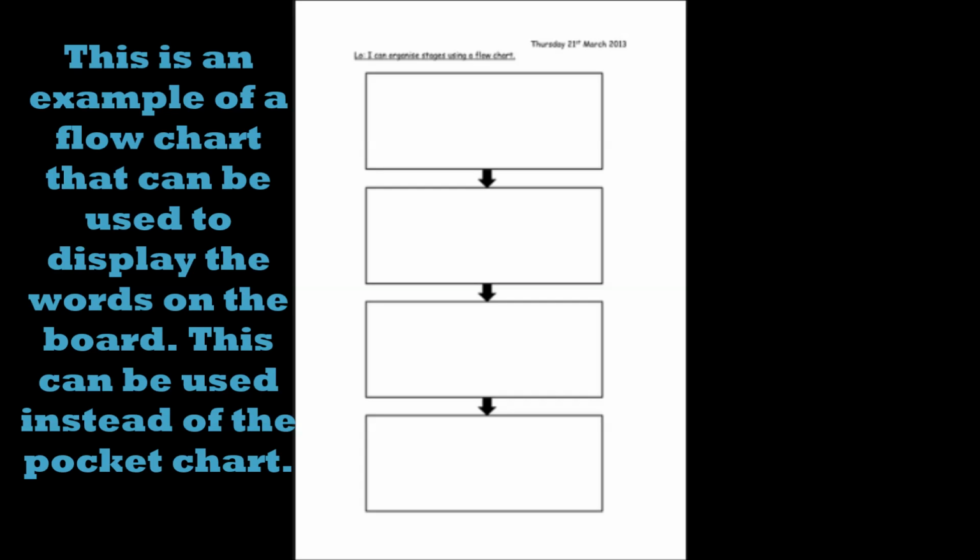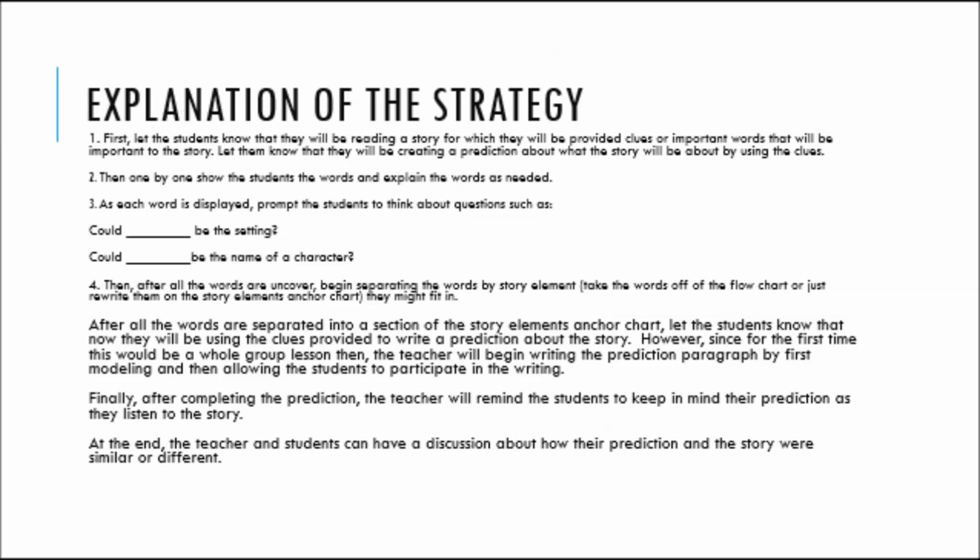Explanation of procedures. The first time the strategy is used, it is best for the strategy to be done in whole group. First, let the students know that they will be reading a story for which they will be provided clues or important words that will be important to the story. Let them know that they will be creating a prediction about what the story will be about by using these clues. When choosing the words or the phrases, make sure it's either a single word or 2 to 3 word phrases.